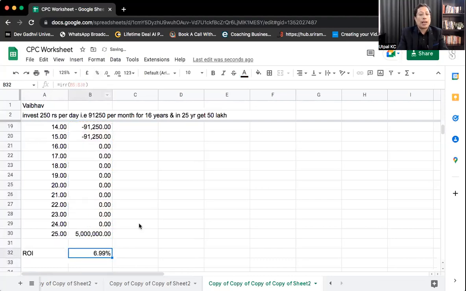So how much you are getting? 6.99% per year. If you are giving your cash flow yearly, then it will be 6.99% per year. Okay, Vaibhav? Done? Okay. It is CAGR. Every scientific calculation is CAGR. Always remember this.